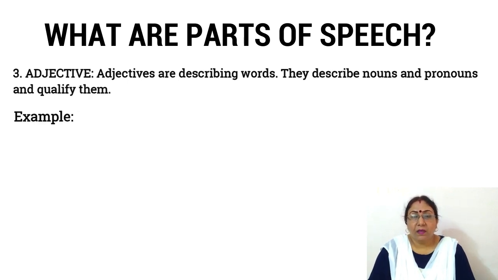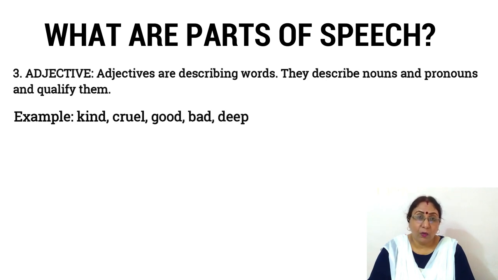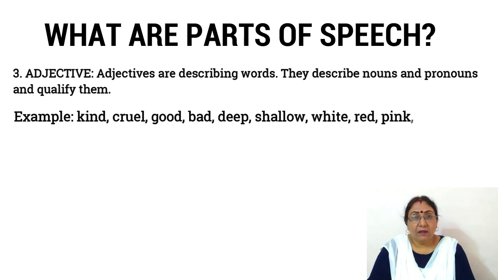For example, kind, cruel, good, bad, deep, shallow, tall, short, wide, red, pink, thick, thin, fat, etc. All these are adjectives. We use these words when we are qualifying a noun or pronoun. Suppose we say, Ram is a good boy. Here the word good is describing Ram.